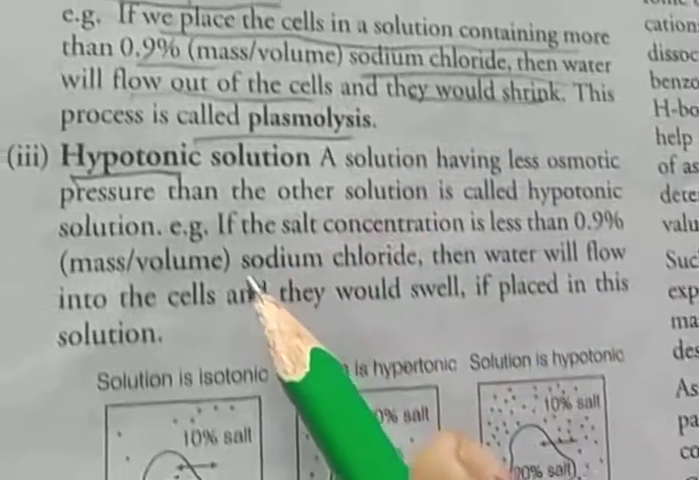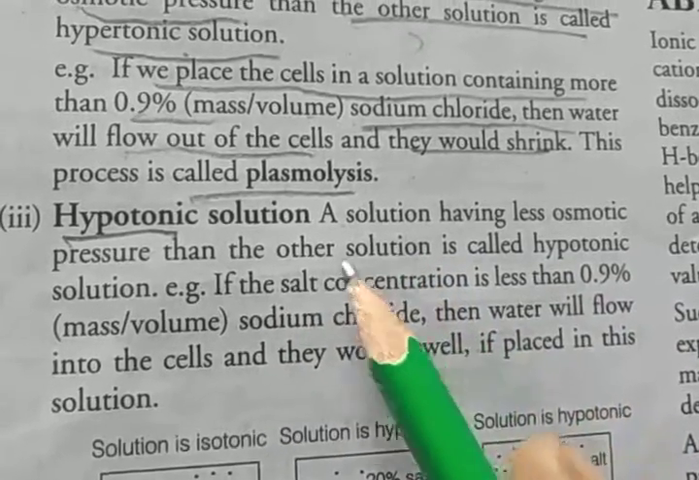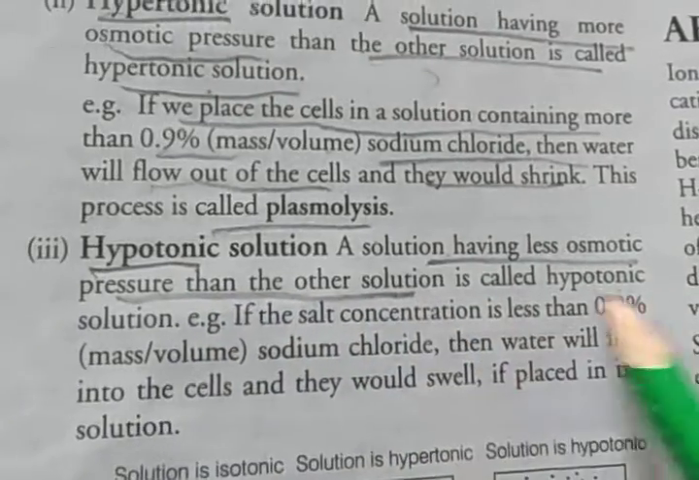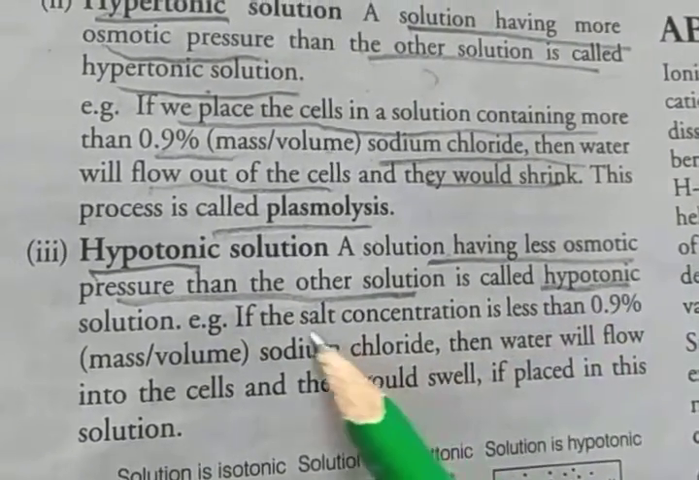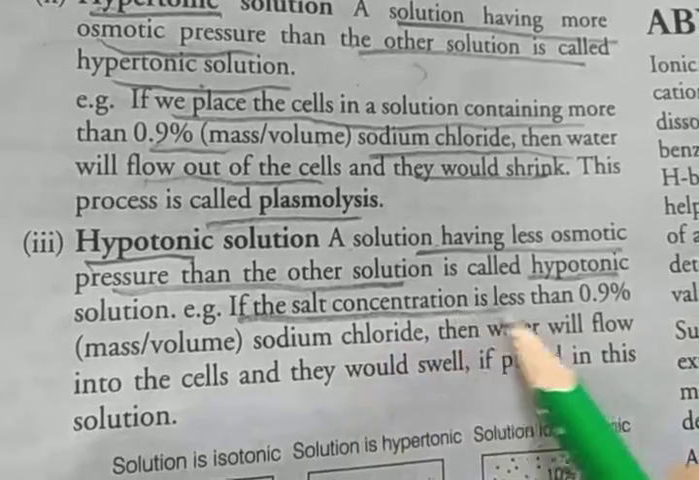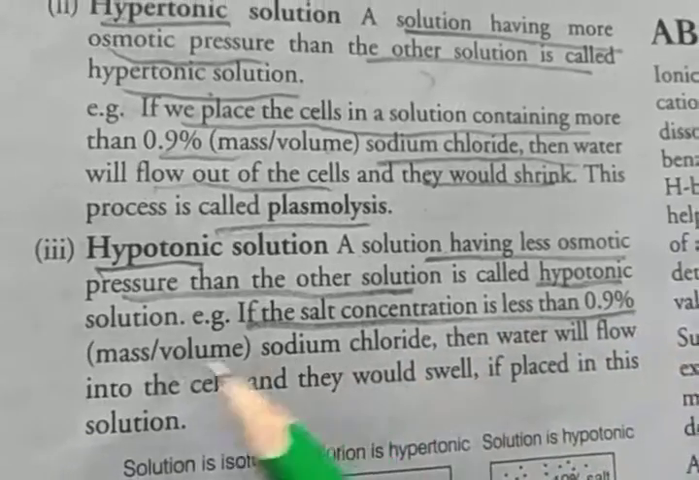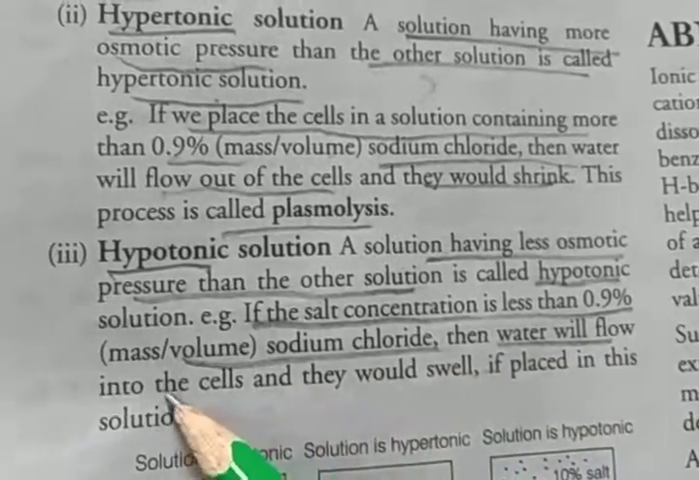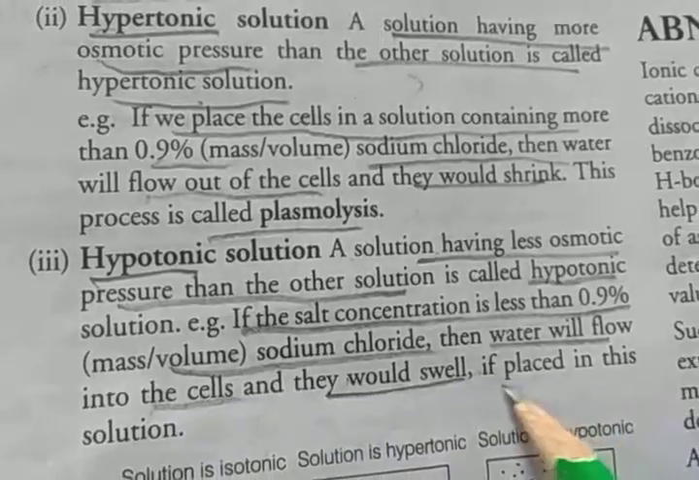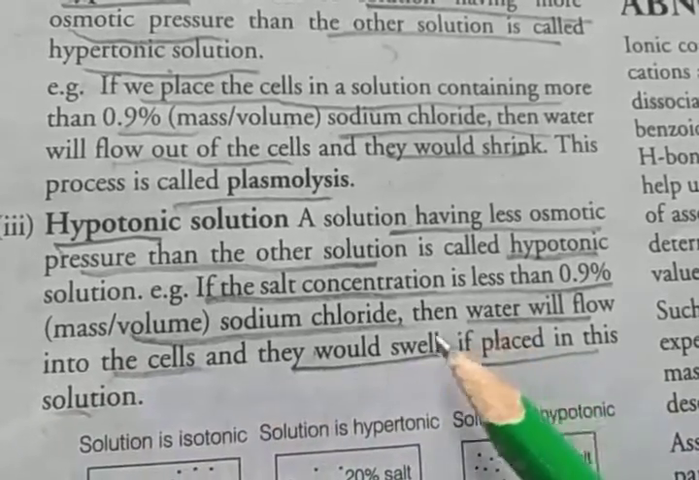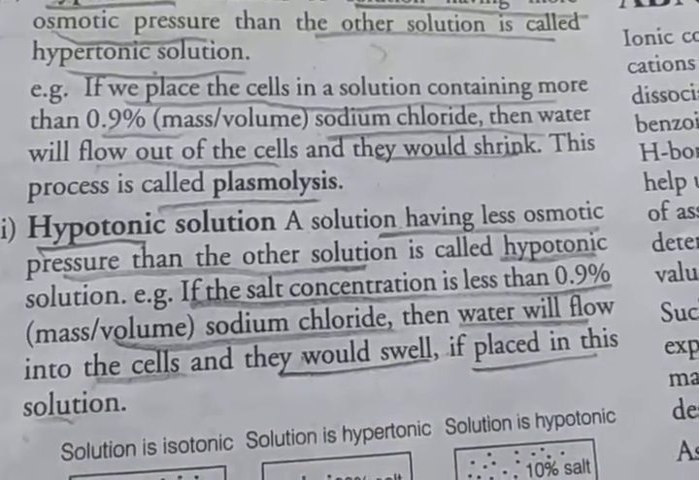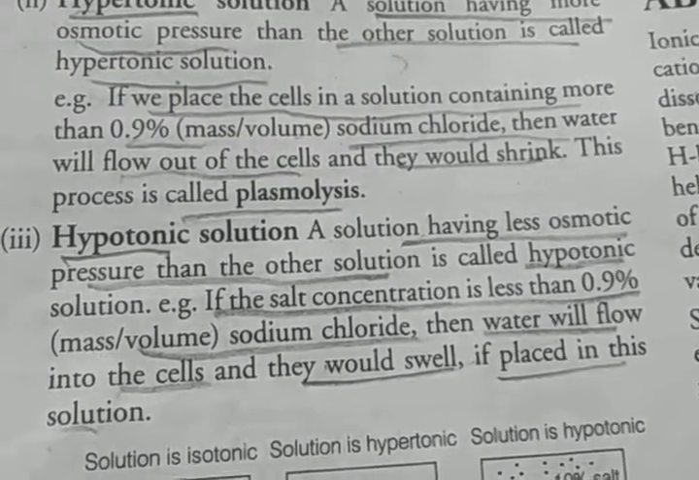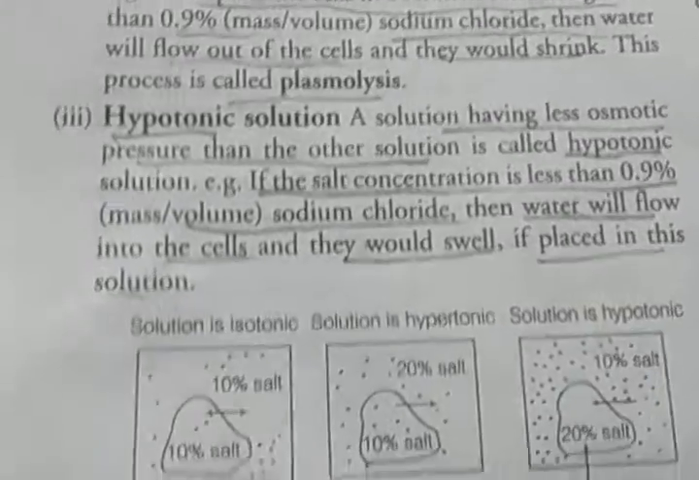Then the third solution is hypotonic. A solution having less osmotic pressure than the other solution is called hypotonic. If the salt concentration is less than 0.9% mass per volume sodium chloride, then water will flow into the cells and they would swell if placed in this solution. Okay, so see the diagram.